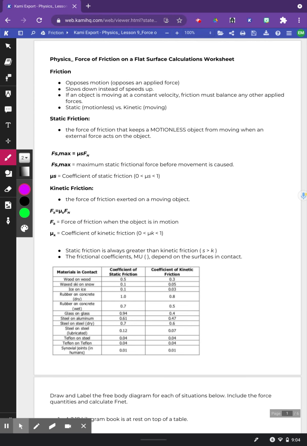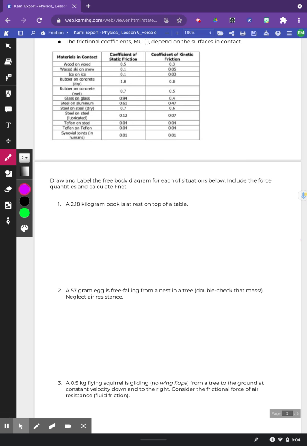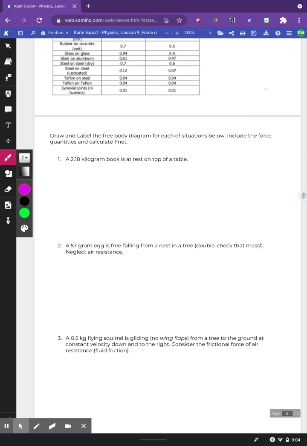So in this first sheet, we're just getting more specifically into the types of friction, and those are forces. So I'm going to solve question number 1 and question number 5 for you. In question number 1, we asked you to draw and label the free body diagram for each of the situations presented. We asked you to include the force quantities and to calculate F net. This is a good first step in solving any force diagram problem that you might be presented with in physics. Always start with a free body diagram.